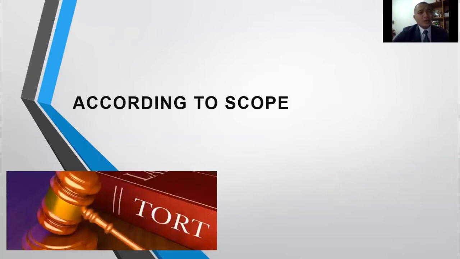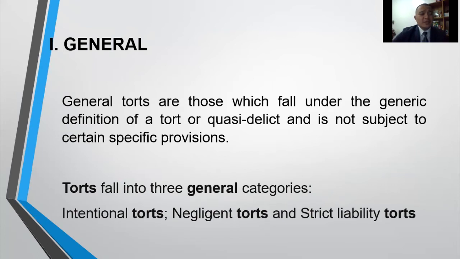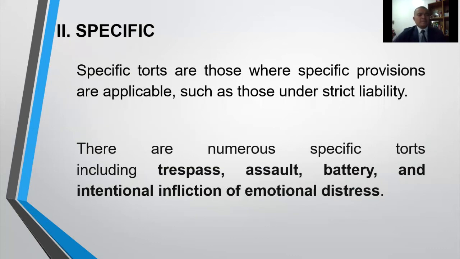Let us proceed to its scope. So the first one is the general scope. It falls under the generic definition of a tort or quasi-delict and is not subject to certain specific provisions. Torts fall into 3 general categories: number 1, intentional torts, negligent torts, and strict liability torts. Now let's go to the specific scope. These are specific provisions applicable such as under strict liability. So specific already, it includes such as trespass, assault, battery, intentional infliction of emotional distress.